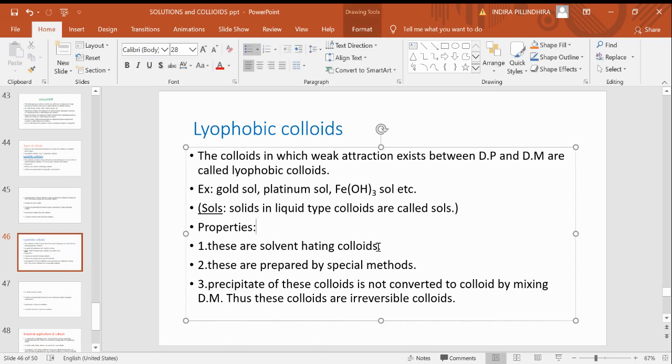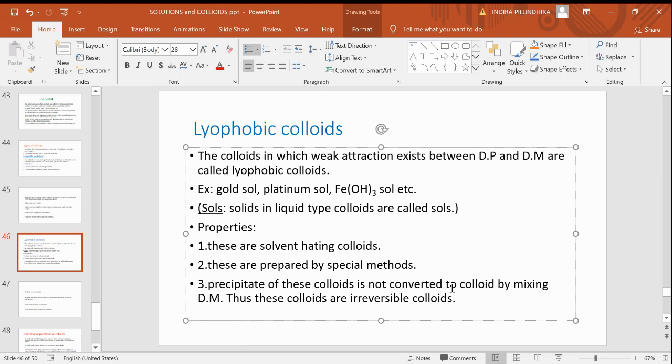First property: they are solvent hating colloids. Just now we have seen that there is no strong attraction, that's why they are solvent hating. They are prepared by special methods. Whereas for lyophilic we can prepare just by mixing, here they have to be prepared by a special method. And the precipitation of these colloids is not converted to colloid by mixing the DM.